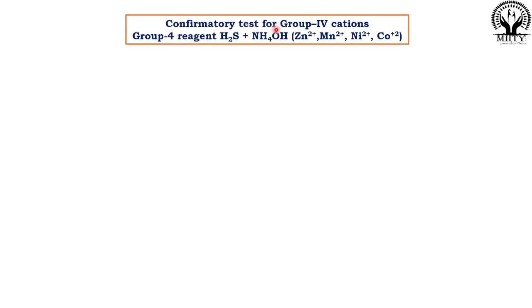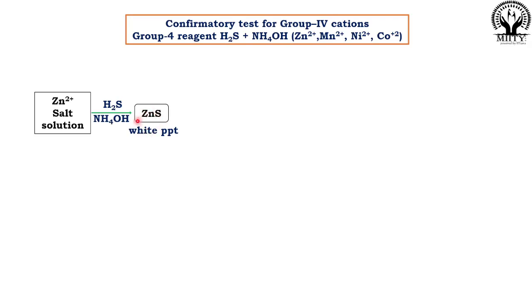Confirmatory test for group 4 cations. First we discuss zinc. We take the original salt solution and pass H2S in the presence of ammonium hydroxide so that it forms a white PPT of zinc sulfide. To this we add dilute HCl. Zinc sulfide dissolves in dilute HCl, forming soluble zinc chloride. Divide this solution into two parts.